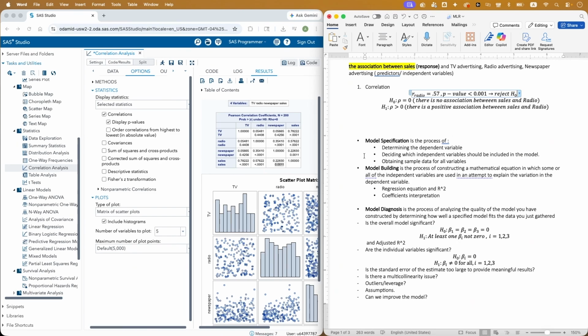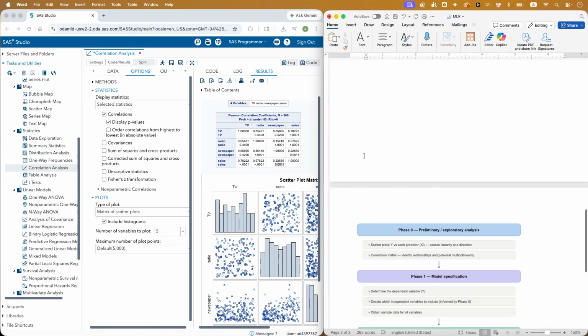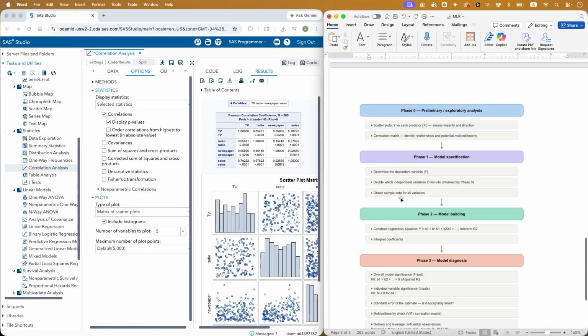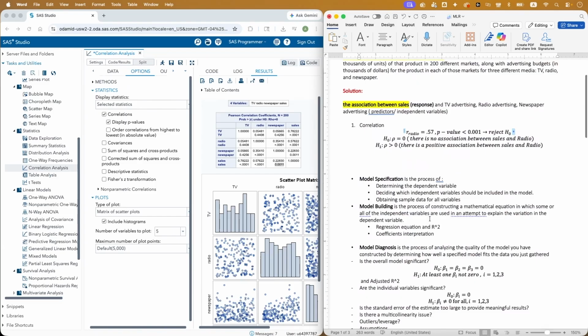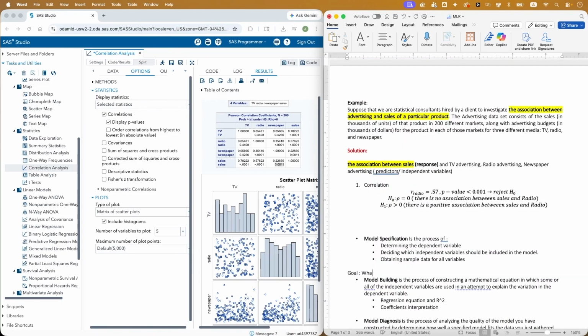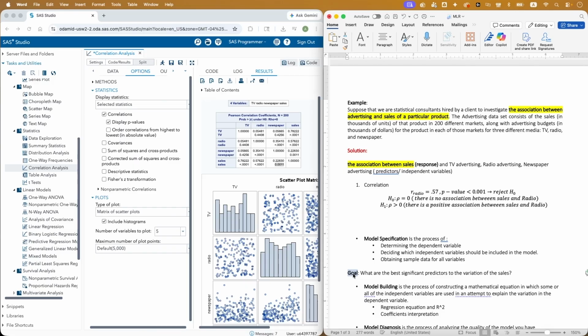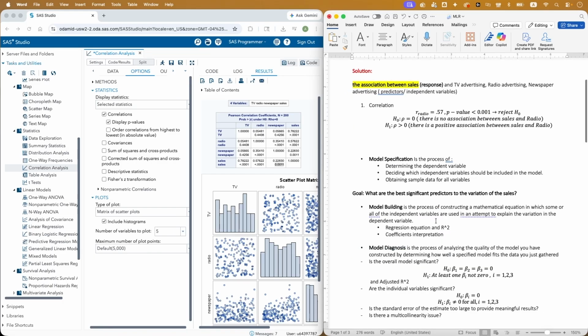Next we're going to specify the model, and we have to write this down. The dependent variable is the sales, the independents are the three others we talked about, and the goal is to study the association between them, and which one. The generic question or the goal is to know what are the best predictors, or the significant predictors, of the variation of the sales. This is the generic question that we want to ask and answer.